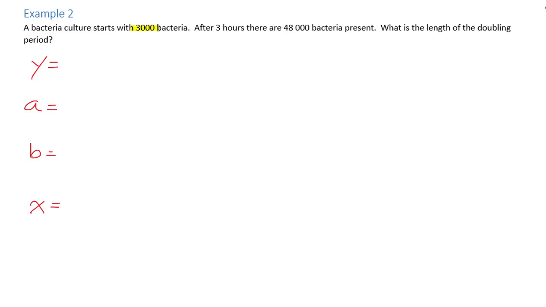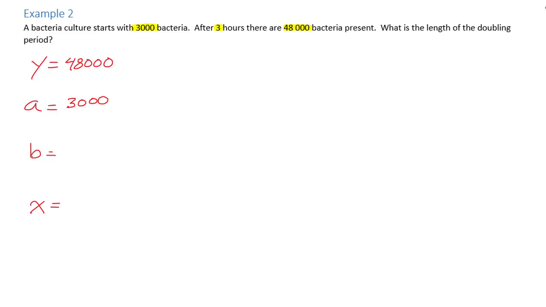The bacteria culture starts with 3,000. So that's my initial amount. That's the a. After 3 hours, there's 48,000 bacteria. So that's how much we're ending with. So we basically know the start and end amount, so we're not looking for either of those. We're looking for something else.